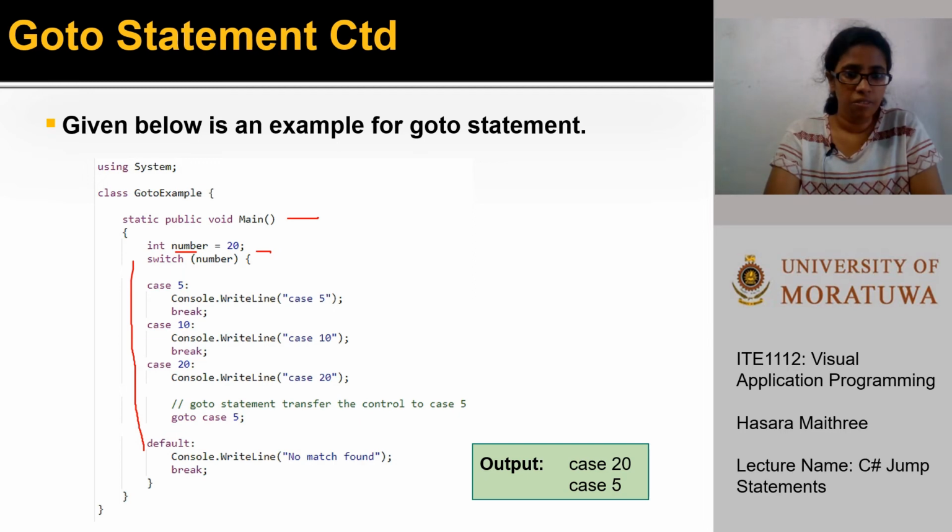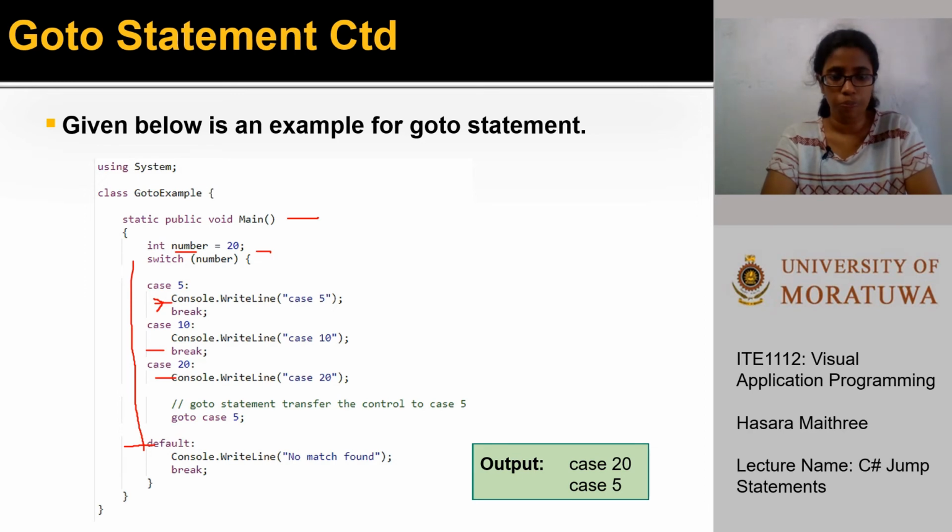So if the value of that number is 5, this will be printed, and if it is 10, this will be printed. If it is 20, this will be printed, and this is the default case. Now number is 20, so this case is false. We check whether case 10 is true, and again it is false, and we go to the next case, and yes, it is true.